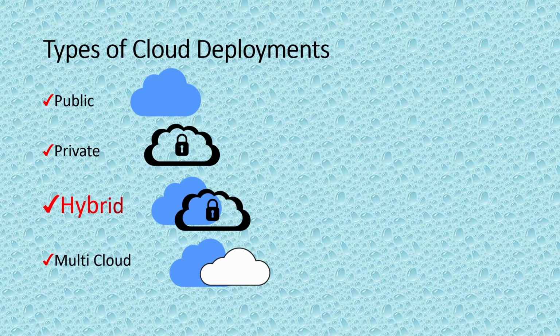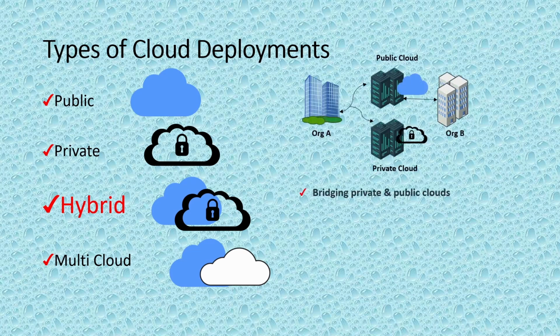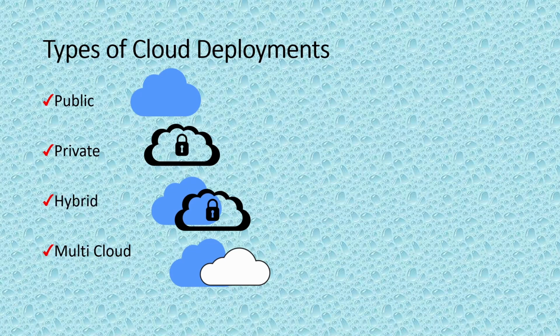Hybrid deployment model. It's a combination of private and public deployment where the company can store the critical data in the private cloud and less sensitive data in the public cloud to access. It reduces cost and provides security.